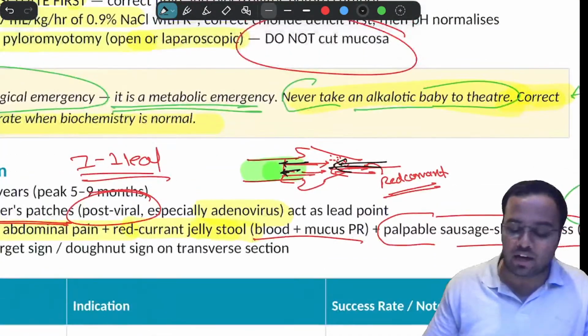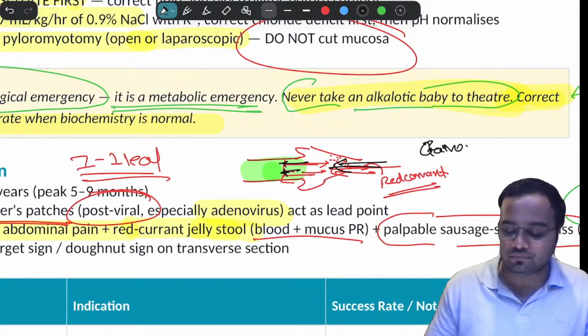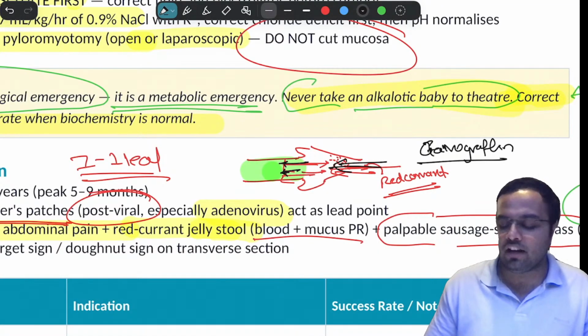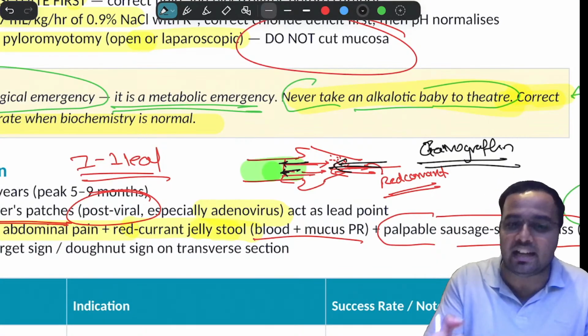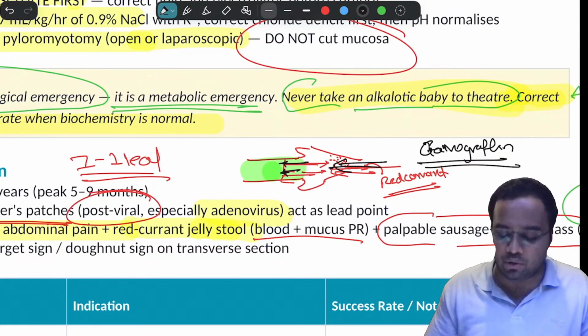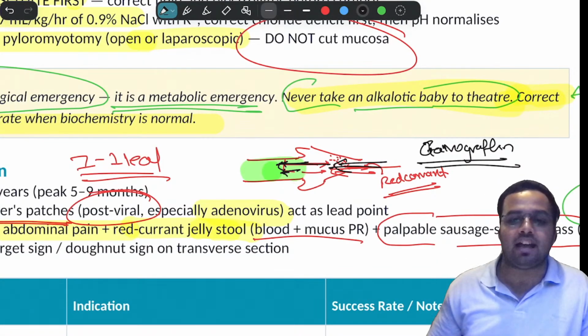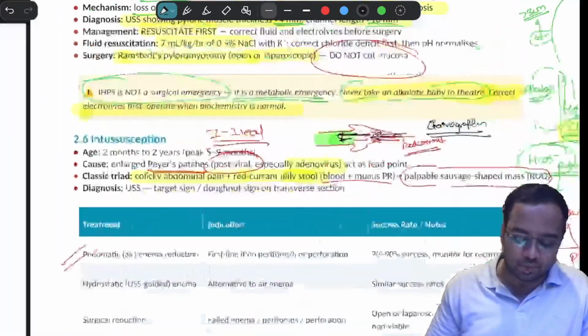If it does not occur, you can also instill gastrographin. Gastrographin is a hyperosmolar contrast. It is going to absorb the water and reduce the edema. So when the edema is reduced, the segment will naturally regain its position. So that's what they have said.